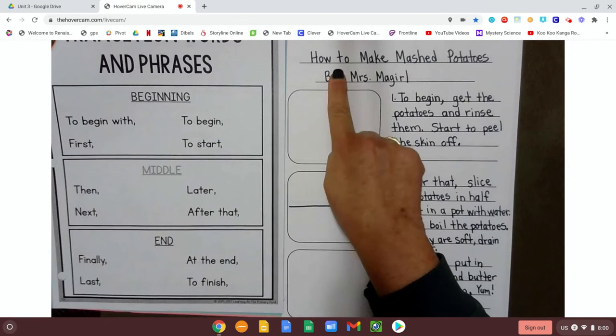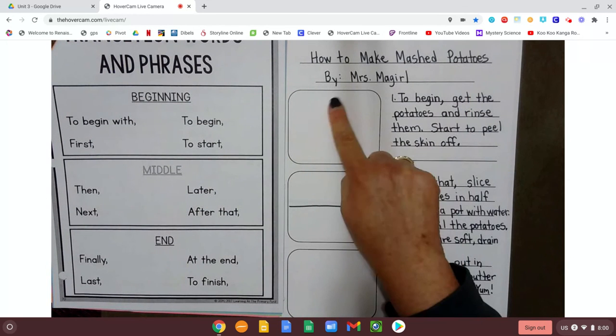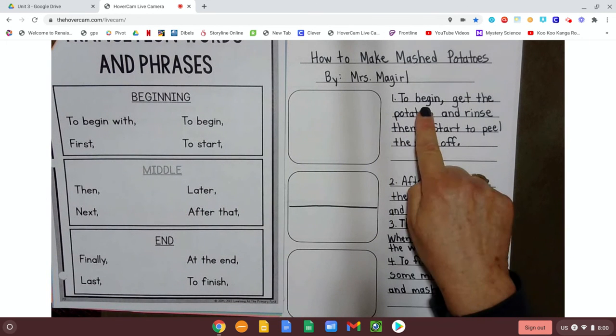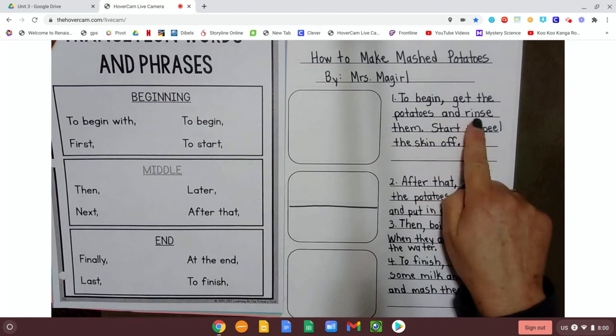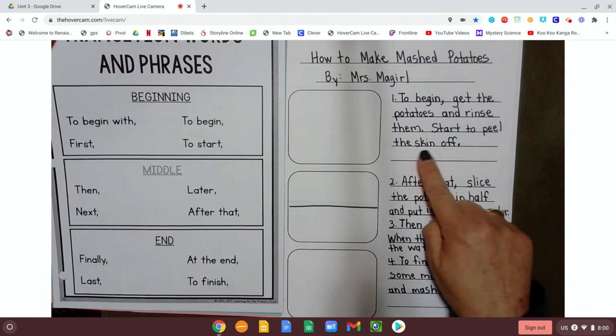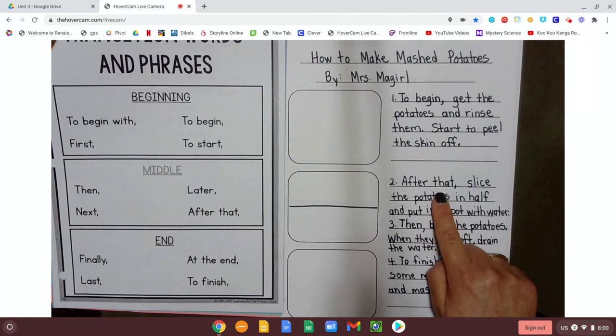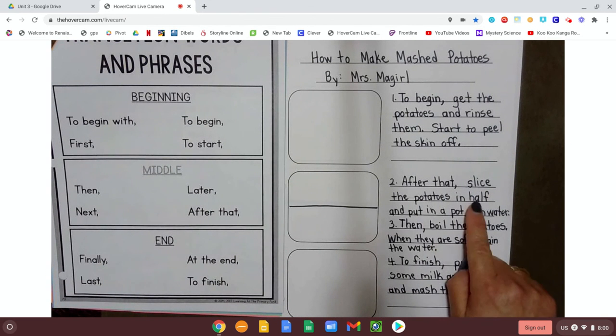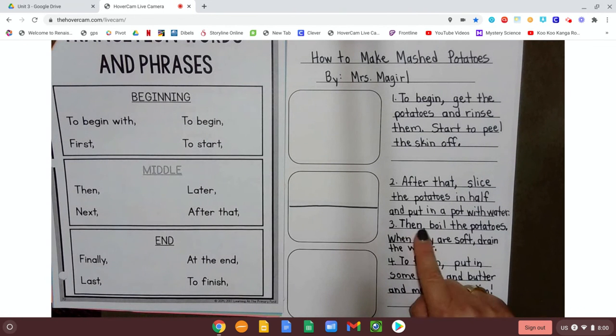So, How to Make Mashed Potatoes by Mrs. McGurl. To begin, get the potatoes and rinse them. Start to peel the skin off. After that, slice the potatoes in half and put in a pot with water. Then boil the potatoes. When they are soft, drain the water. To finish, put in some milk and butter and mash them. Yum! Boy, I think I got a good story.